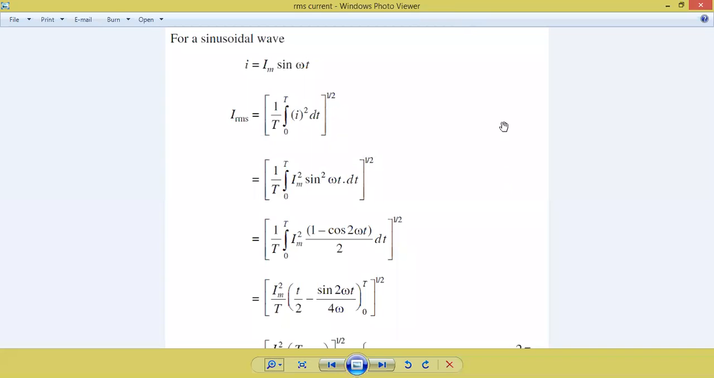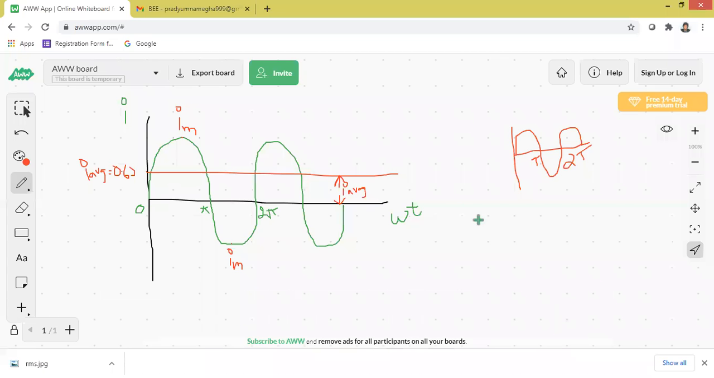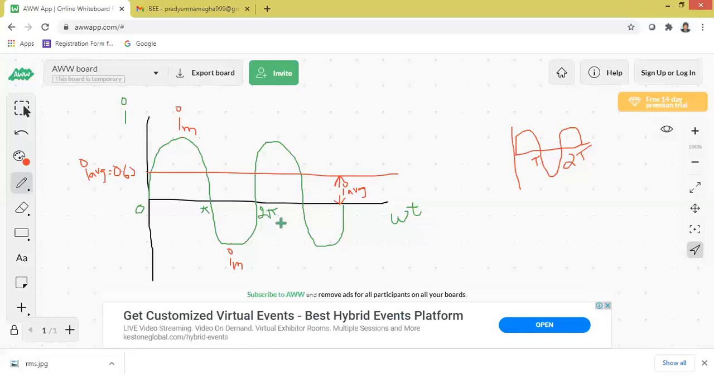But I have to draw the graph. In that graph, the x-axis should be theta. If I am writing omega t here, the x-axis should be omega t. Okay. So I is equal to Im sin omega t. Now, what is the RMS full form? RMS current full form? You see, all of you. Sir, why are you getting T here? Now I will take you back to this particular diagram which we have drawn. All of you on the screen, you are able to see the diagram, right?